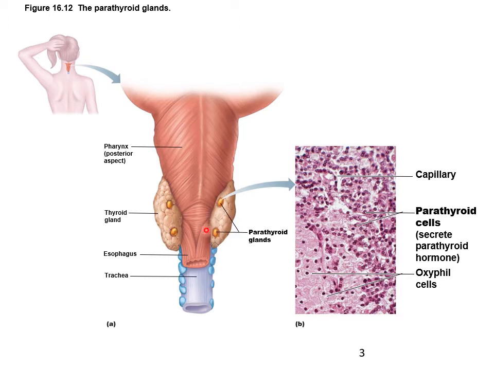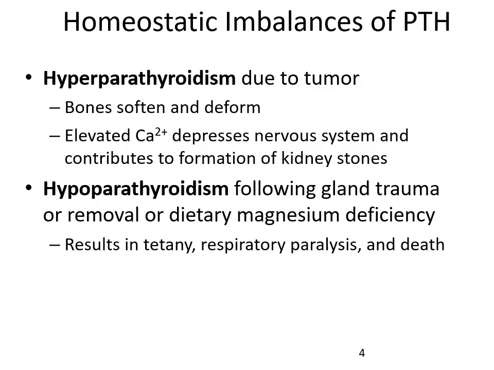Here's a look at where they're located. This is from the posterior view. There's the esophagus, the pharynx, the trachea is anterior to that, and there's the back, posterior view of the thyroid gland with your little pairs of parathyroid glands. And you can see they're more cellular. They don't have the follicles like you find in the thyroid gland.